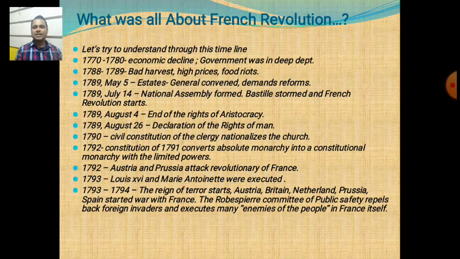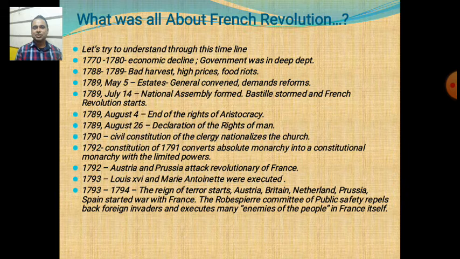Now 1792, Austria and Prussia attacked revolutionary France. Why they attacked, we will discuss in a later part. 1793, Louis XVI and Maria Antoinette, who was the wife of Louis XVI, were executed. They were killed. 1793 to 94 was also described as the Reign of Terror in the history of France.